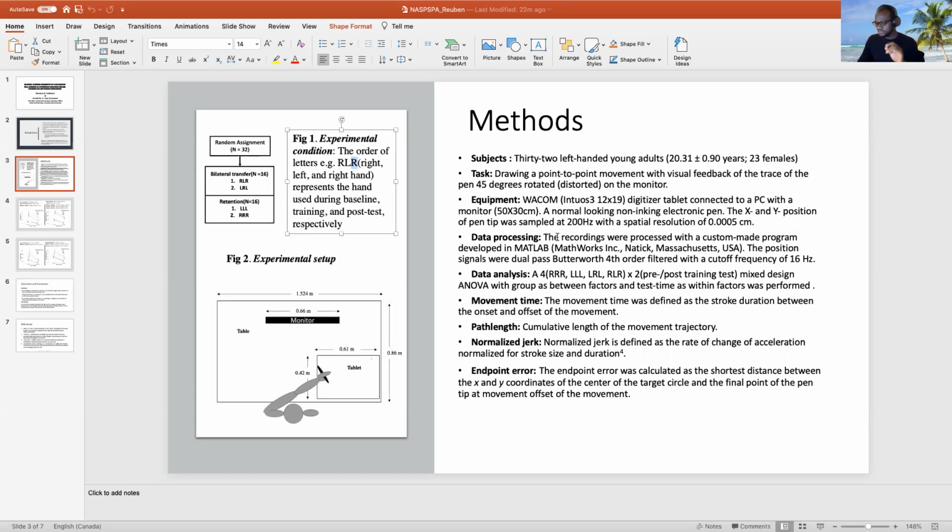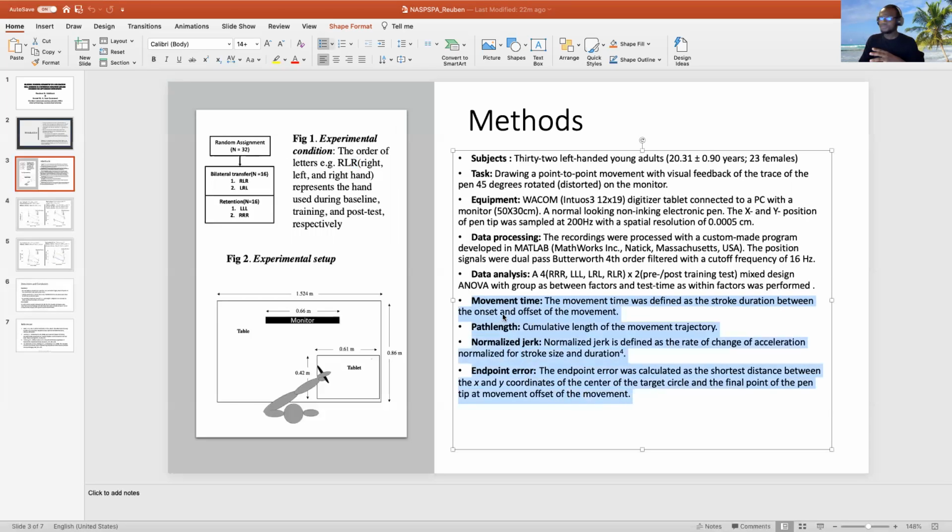We decided to use the 5% peak velocity criterion and velocity profile for movement onset and offset. We processed our data with a custom developed program in MATLAB. For the analysis, we had a 4x2 mixed design ANOVA with group as the between factor and test time as the within factor, which was pre to post test. We were especially interested in four main movement parameters: movement time, trajectory length, which is also known as path length, normalized jerk, which is movement smoothness, and endpoint error.